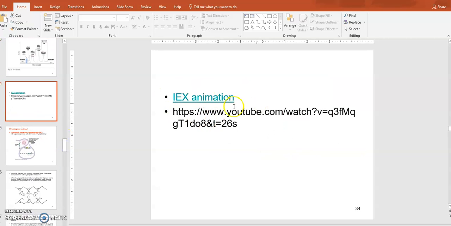Okay, so take a look at this animation. It'll explain to you how this ion exchange chromatography method will work. And it's going to show you sample loading, washing, and elution step, and the column regeneration. Take a look at that.